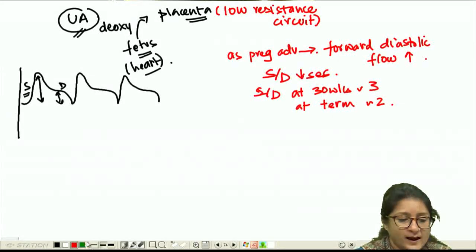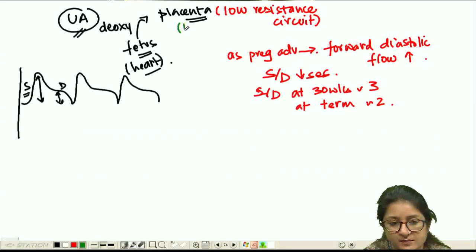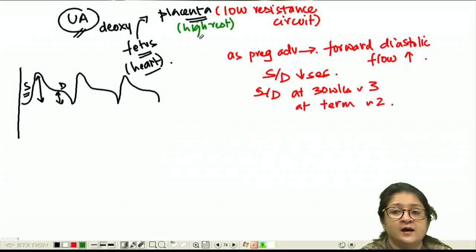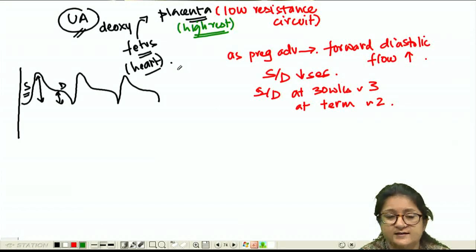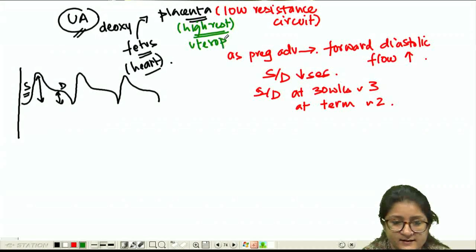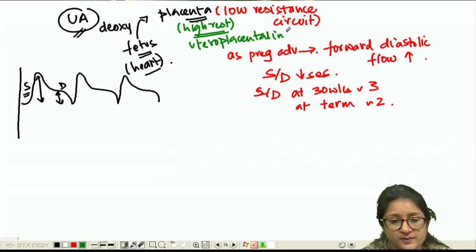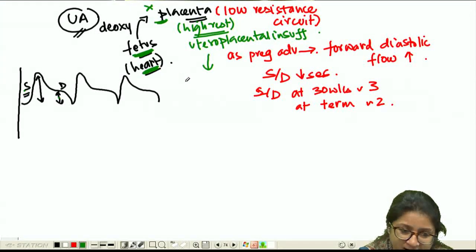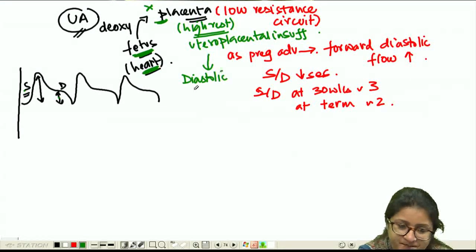Now, what will happen if there is high resistance in the placenta? If there is high resistance in the placenta, like seen in preeclampsia, or whenever there is high resistance for whichever reasons which are causing uteroplacental insufficiency, the fetal heart is able to pump blood in systole, but in diastole what happens? The flow decreases. So the diastolic flow decreases.